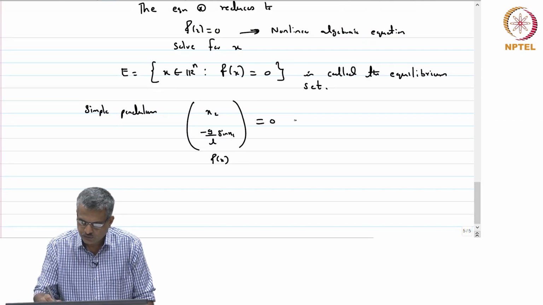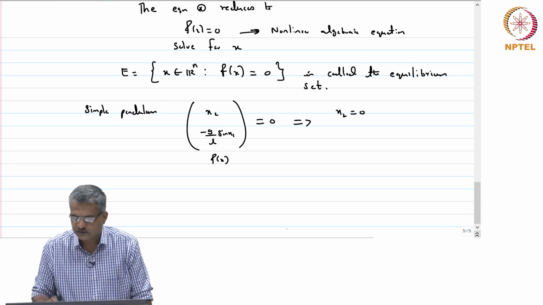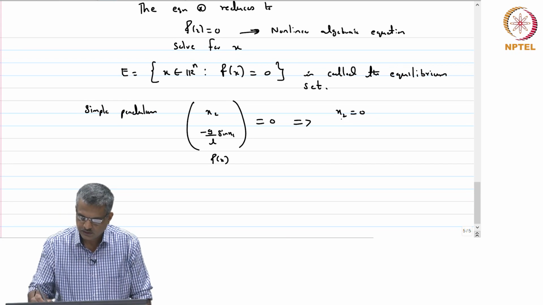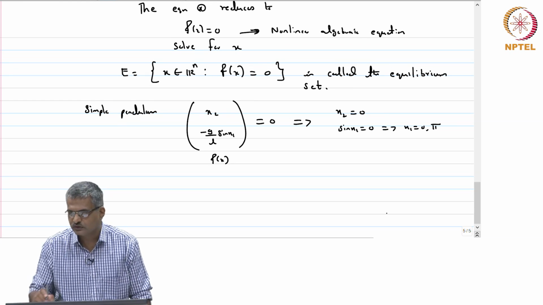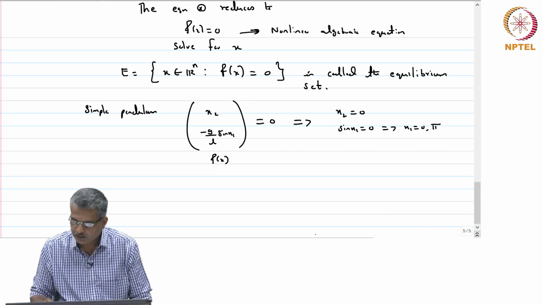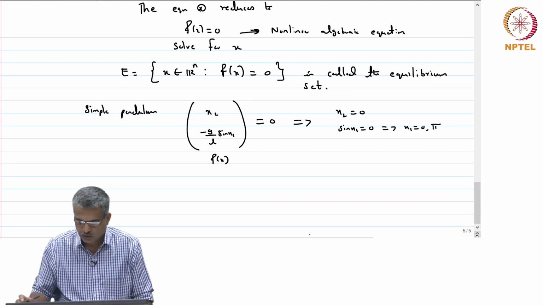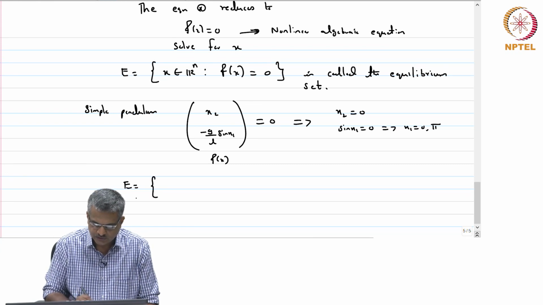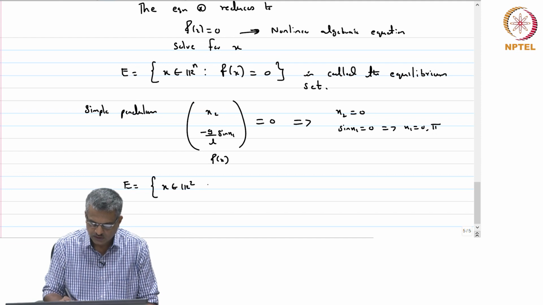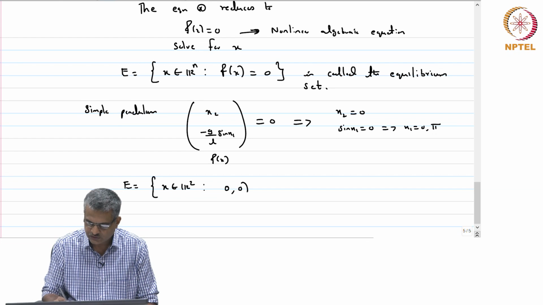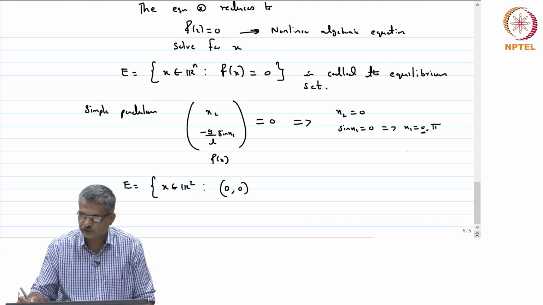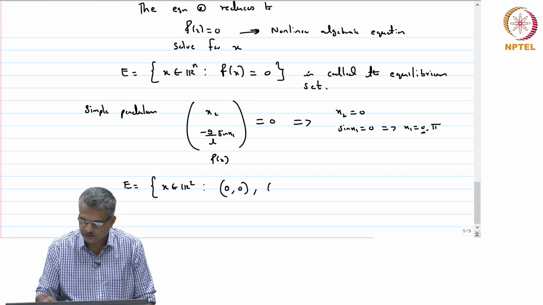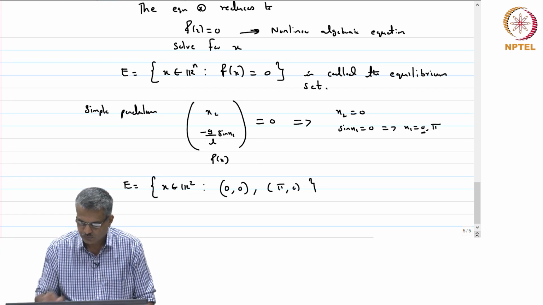If you solve this, it implies x2 equal to 0, that means the velocity has to be identically equal to 0, and sine of x1 equal to 0 implies x1 can be 0 or pi. We take 0 and pi because we identify all the solutions on the unit circle. We do not count the multiplicities of this solution. So, for the simple pendulum, the equilibrium points are all x in R2 such that, taking the ordered pair, first x1 and second x2, 0 and 0 is one equilibrium point and the other one is pi and 0.